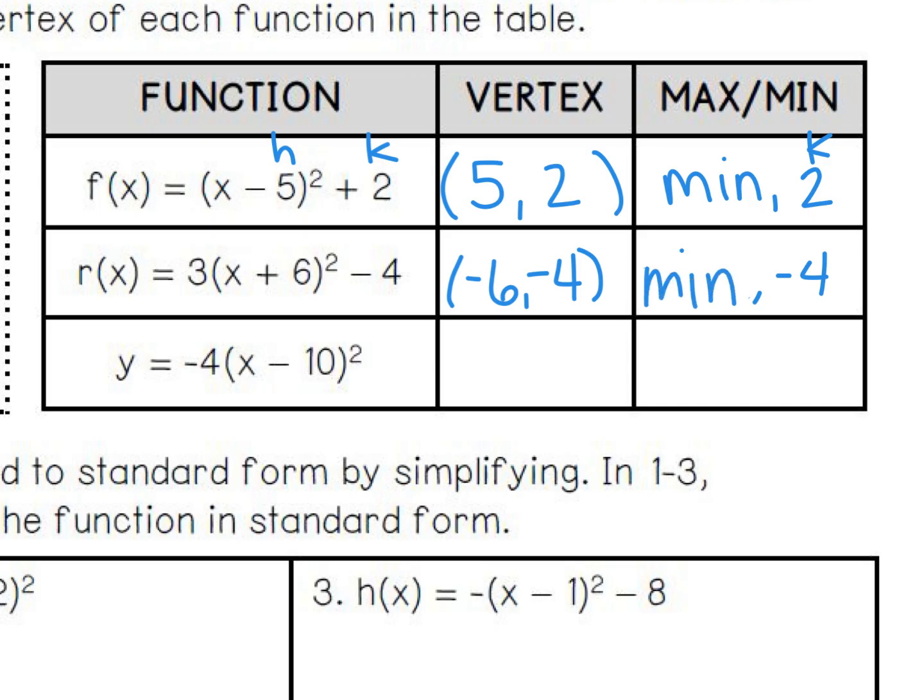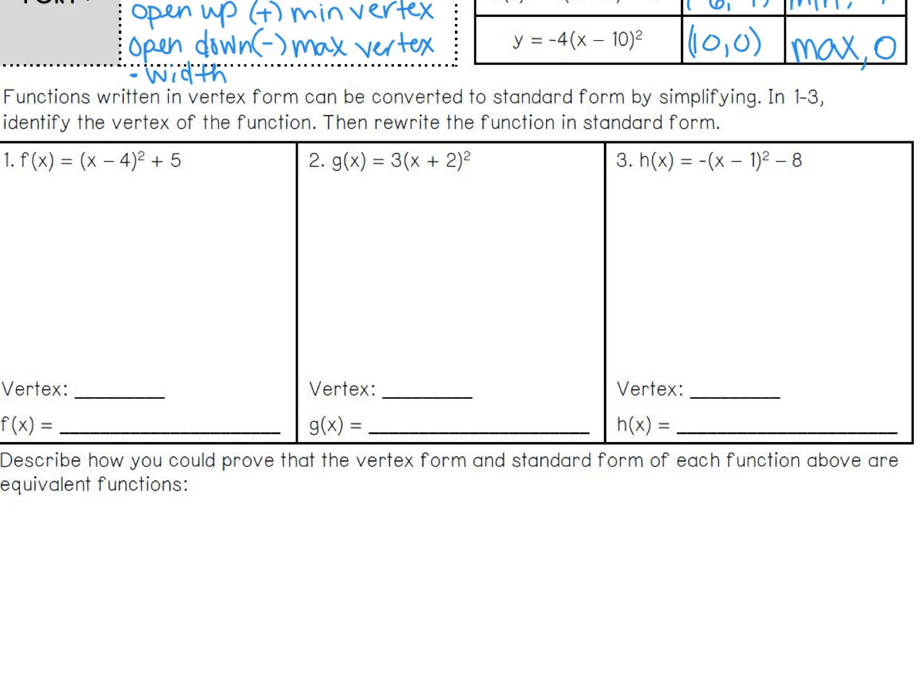So what about this one, this last one? Positive 10, 0, good. Min or max? That one is a max. And what's the max value? 0. So when we write in vertex form, we can convert it back to standard form. Standard form is that ax squared plus bx plus c that we used so much in the last unit. Okay? But the beauty of vertex form is that we can, in fact, find the vertex.